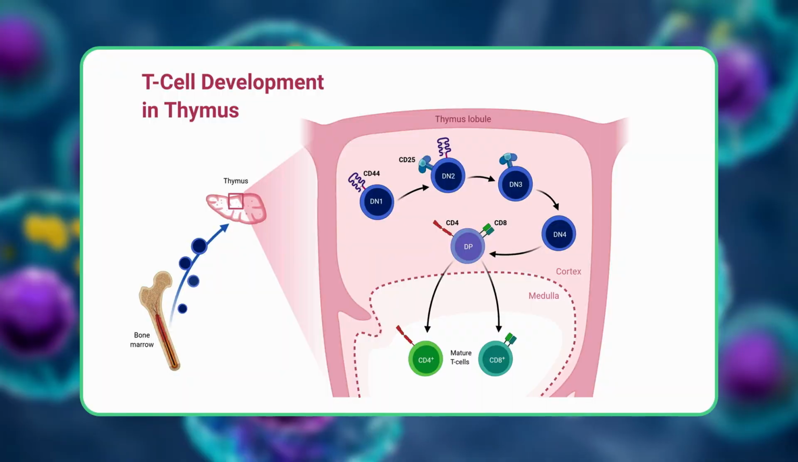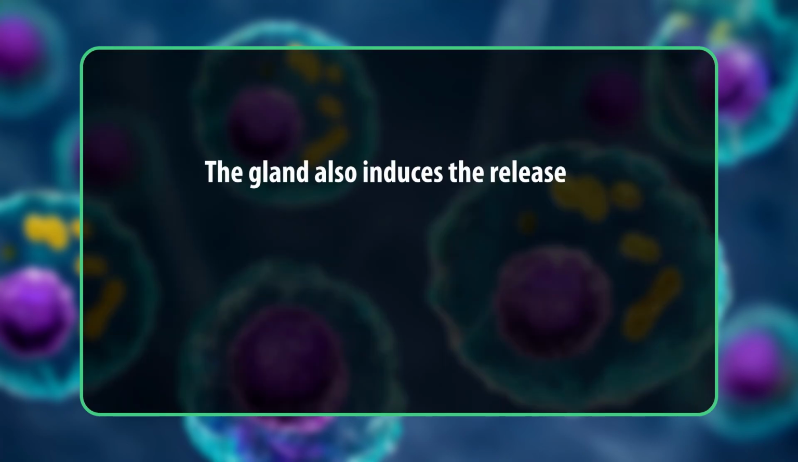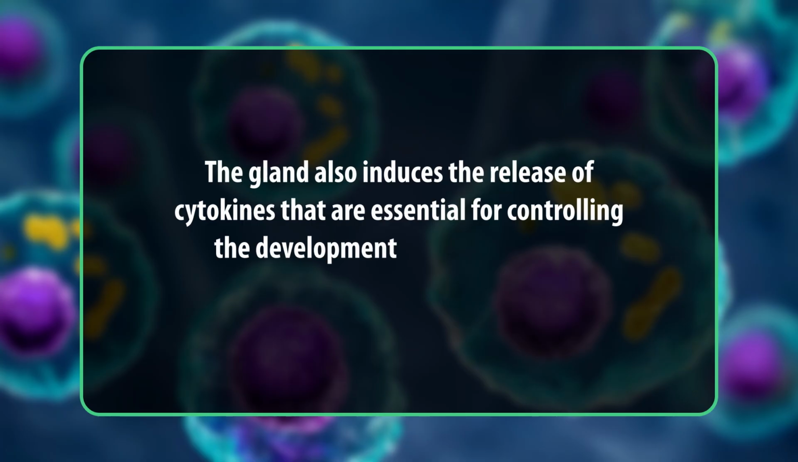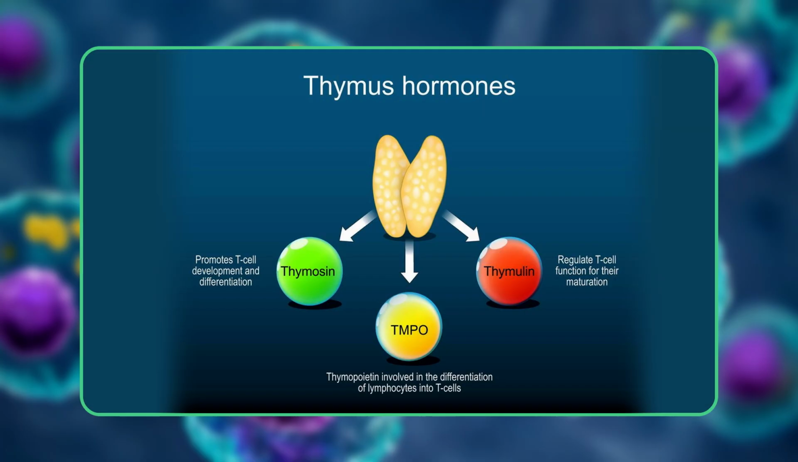The most important function of the thymus gland is to induce the development, activation and differentiation of T cells so that they can perform their function as mediators of cellular immunity. After their maturation, they enter the bloodstream and travel to lymph nodes and other organs in the lymphatic system, where they help the immune system fight diseases and infections. The gland also induces the release of cytokines that are essential for controlling the development of T cells through different stages. As an endocrine gland, the thymus is known to produce two hormones, thymosin and thymopoietin, which play a crucial role in the development and maturation of T cells.